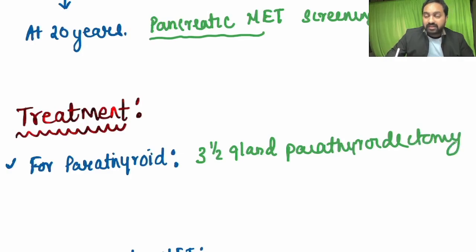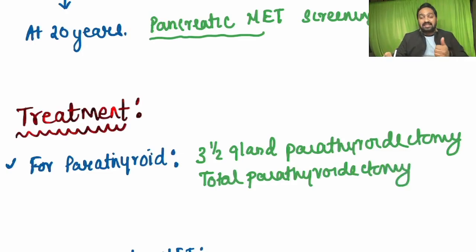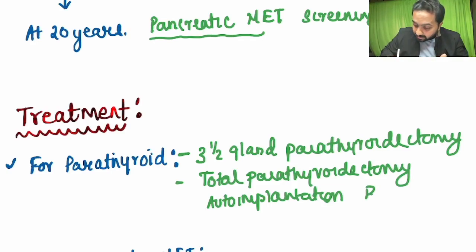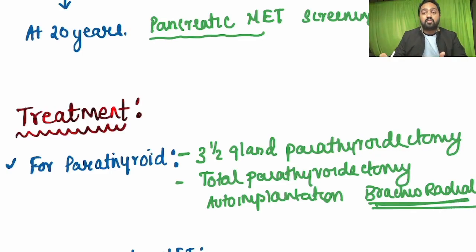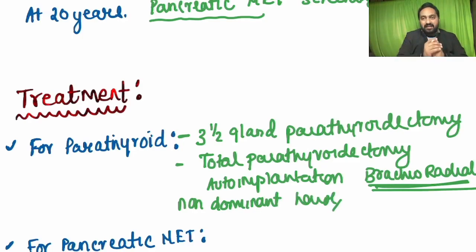Now, if all the 4 glands have to be removed, that is, if the patient is requiring total parathyroidectomy, then in this case we need to go for an autoimplantation of a parathyroid gland, right? Where is it done? It is done in which muscle? It is done in brachioradialis, and it is done in the non-dominant hand, right? So for parathyroid, since hyperplasia is more common, we go for a 3.5 gland parathyroidectomy.